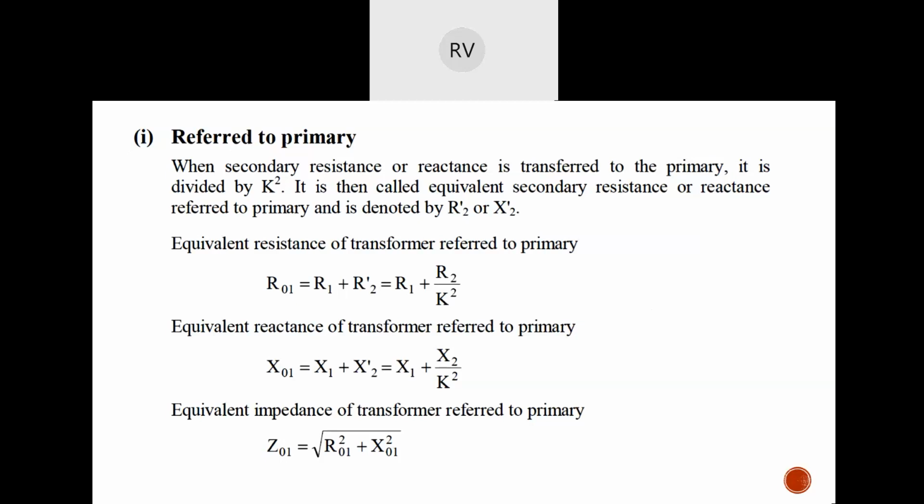So the equivalent resistance of the transformer referred to the primary is R01, which is equal to R1 plus R2 dash. R1 is the same, and R2 dash is R2 by K square. You know that R2 has to be transferred from secondary to primary, that's why R2 by K square is written. Similarly, X01 is equal to X1 plus X2 dash, that is X1 plus X2 by K square. Similarly, the equivalent impedance of the transformer referred to the primary is given by Z01, which is equal to root of R01 square plus X01 square. You know how this is done.